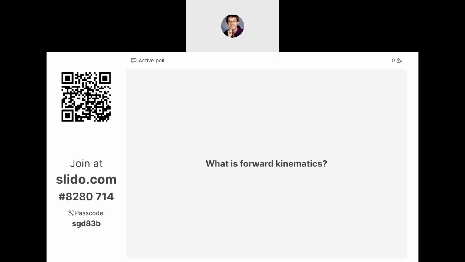So, a term I've used a lot. What actually is forward kinematics?